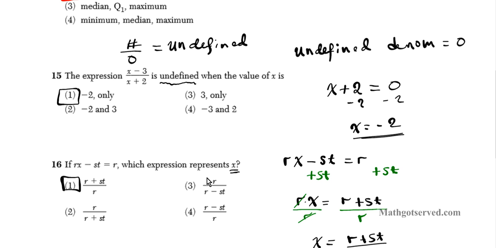In question number 15, you're asked what value of x makes this expression undefined. Basically, set the denominator to 0, because whenever you divide by 0, you have an undefined output. So if you set the denominator to 0 and solve using properties of equality, you have x equals -2, so your answer is option 1.